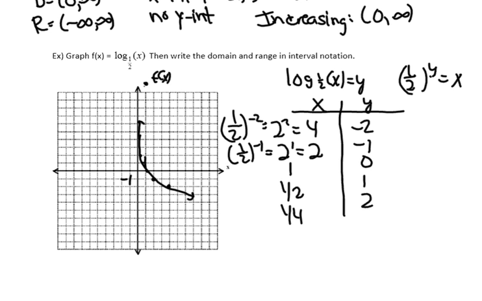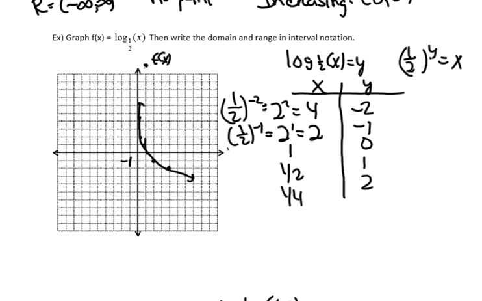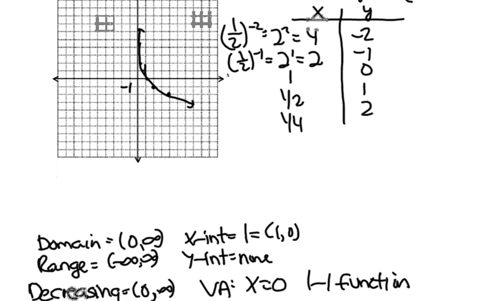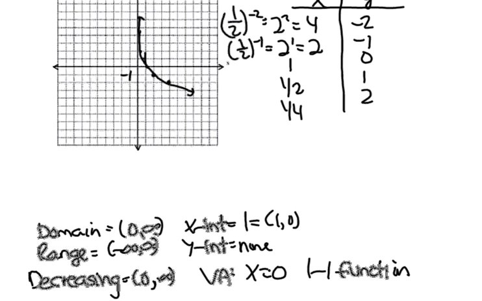So again, what do we notice here? The domain is still 0 to infinity. We know the range is negative infinity to infinity. That has not changed from the previous example. The x-intercept is still at 1. There's no y-intercept. The vertical asymptote is still at x equal to 0. And it's a one-to-one function. But you do notice now it is decreasing from 0 to infinity.